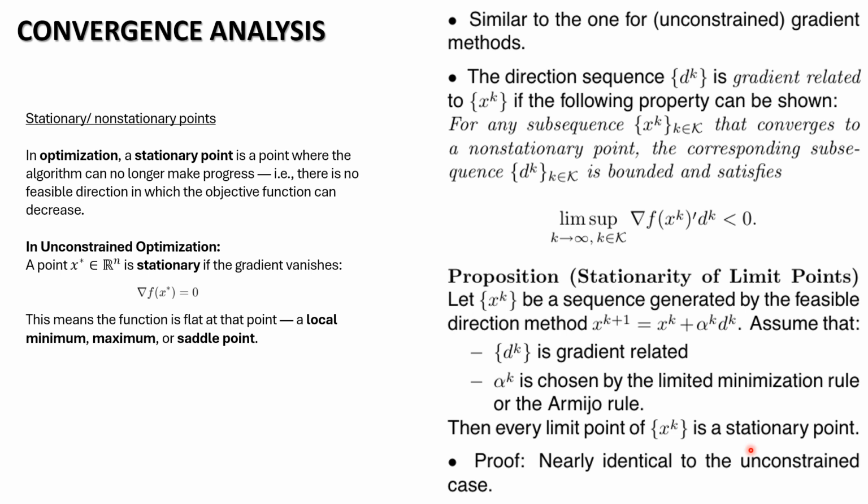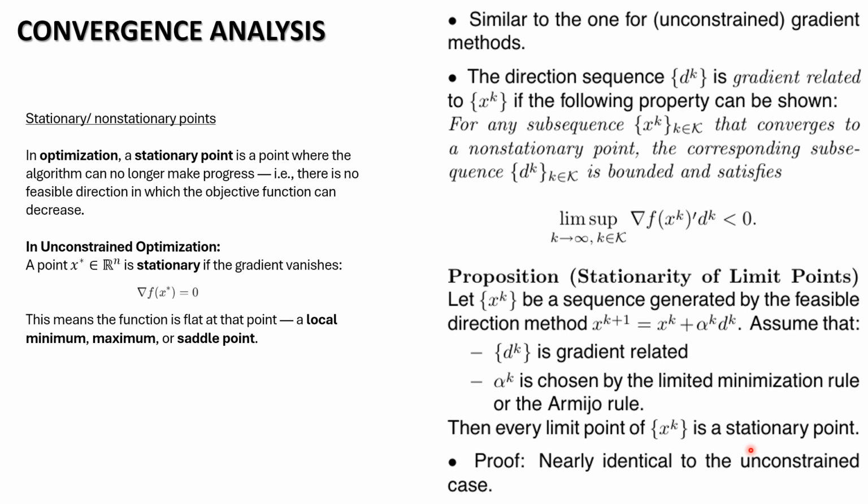Even if xk doesn't converge to a single point, any accumulation point, or subsequential limit, is a point where no descent direction exists while remaining feasible. So the algorithm won't get stuck away from optimal points.